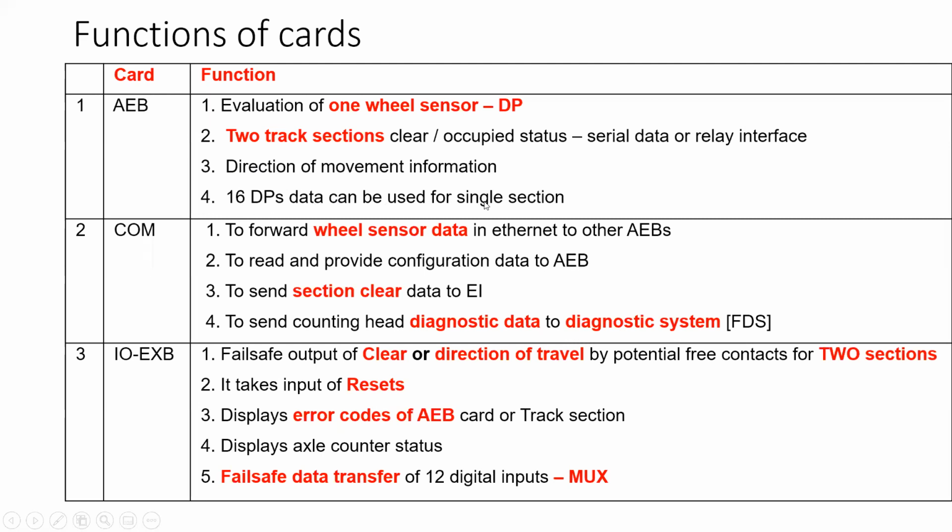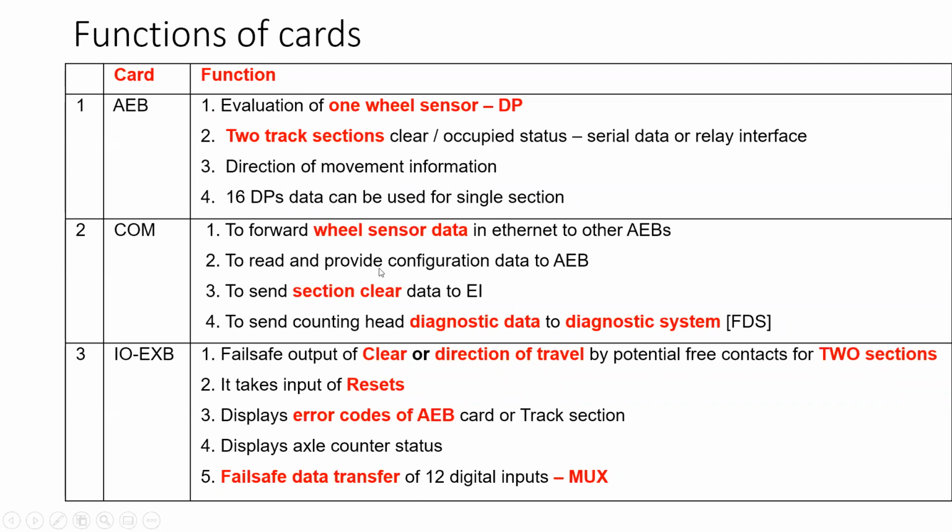Section DPs can be used for a single section. This AEB is getting the data from one DP, which is connected to it, but it can exchange the data from 15 other DPs to form a single track section, whose occupancy can be approved with these 16 DPs. COM card: it forwards the wheel sensor data in Ethernet to other AEBs. This I will explain to you a little later.